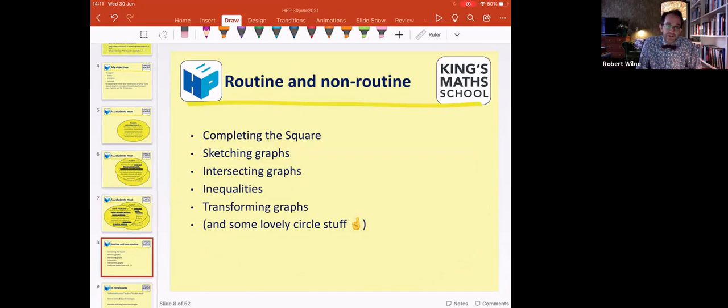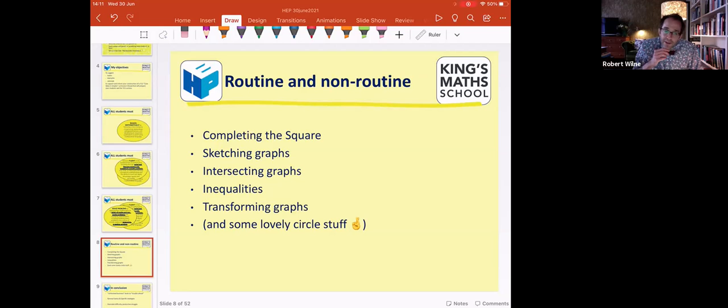So in terms of focusing, what are the routine and non-routine examples and topics I want to share with you? Well, as you'll have seen from the preliminary questions, the warm-up questions I sent around, and thank you, Emma, for circulating those, I think about completing the square, think about sketching, think about intersecting, think about inequalities.